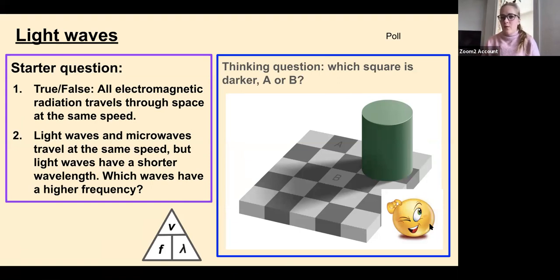And then for a thinking question, this isn't super related to this week's topic, but I thought it was a fun question to ask. Which of these two squares do you think is darker, A or B, in this picture that I've got there? If I could have those polls up, Ms. McKinley, for the starter questions.